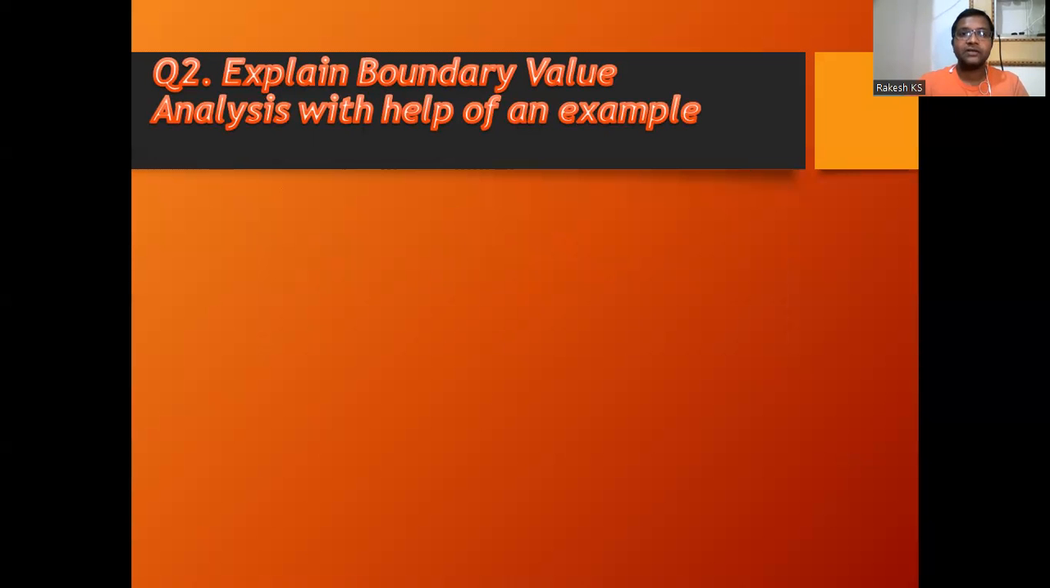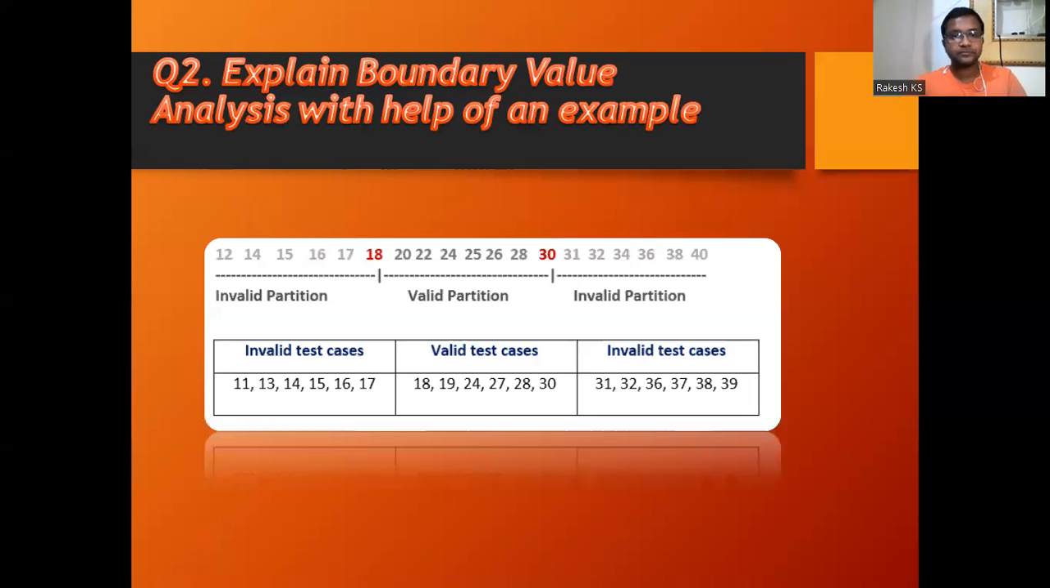Explain boundary value analysis with the help of an example. Boundary value analysis is where the input values near the boundary have the highest chance of error. When you take the valid test cases from 18 to 30, these are the valid test cases. Near the boundary of 18 to 30, there are 17 and 31. These will produce the highest number of defects or errors. So this is about boundary value analysis.